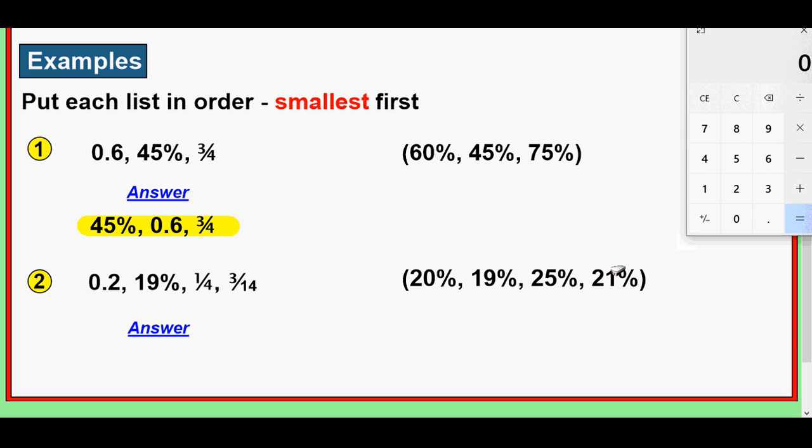Okay, so I've got my list all in the same units. So I'm thinking 19% is the smallest. That's written as 19%, so I'll write that first, 19%. Next, it's 20%, so that was written as 0.2. Then it's 21, so that's 3 over 14. And then it's the 25, which is a quarter. And that's us finished. We've put it in order from smallest to biggest.